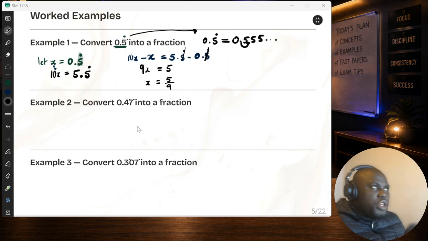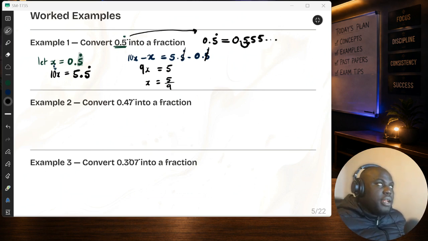I'm going to stop the video here for the sake of time. Then I'm going to continue with the other two examples in the next one. Now that we know the method, we're just following it. It's good.